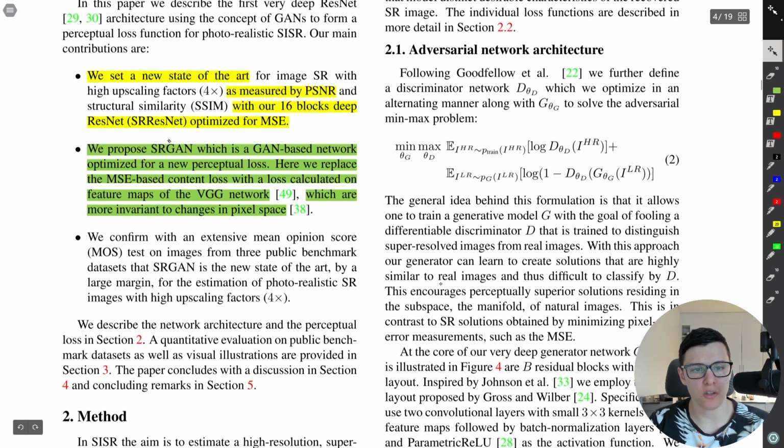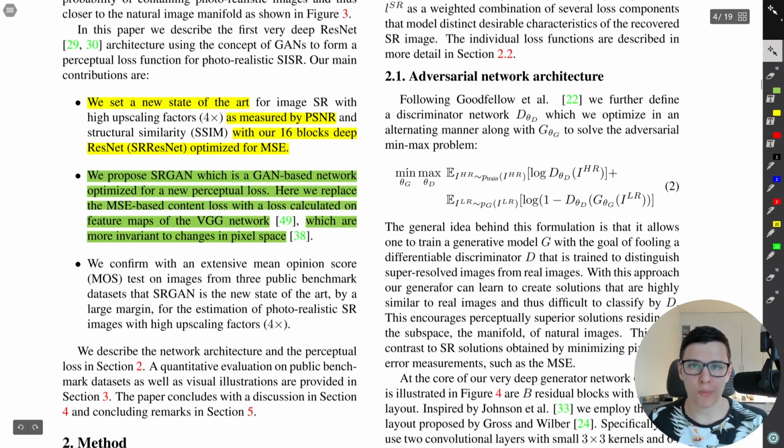But then they also propose SRGAN, which is a GAN-based network optimized for a new perceptual loss. So what they do is that they replace the MSE-based content loss with a loss calculated on the feature maps of the VGG network, which are more invariant to changes in pixel space. So obviously, first, they introduce GANs, all right? So they add the GAN loss function. But what they also do is that they replace the MSE loss, which we talked about was a bad loss function.